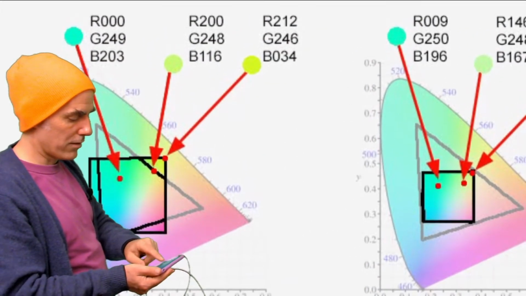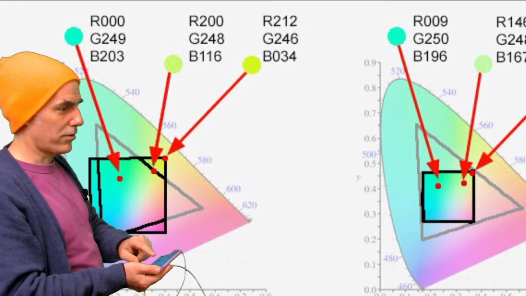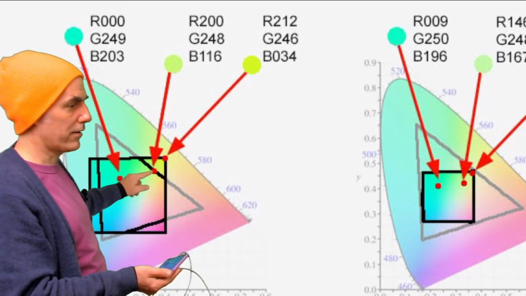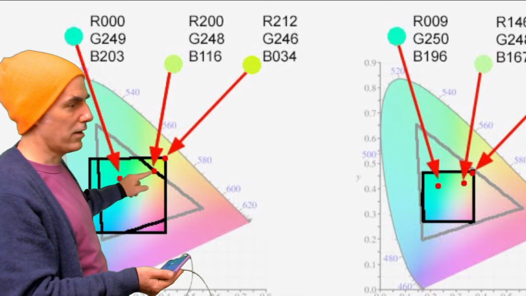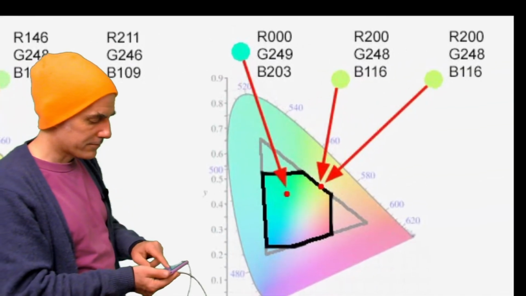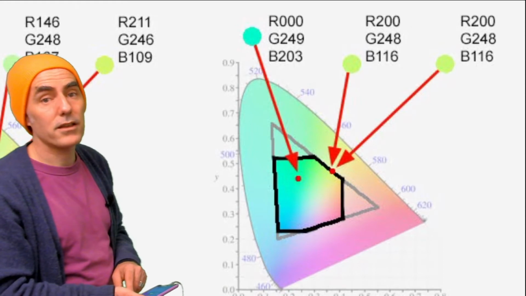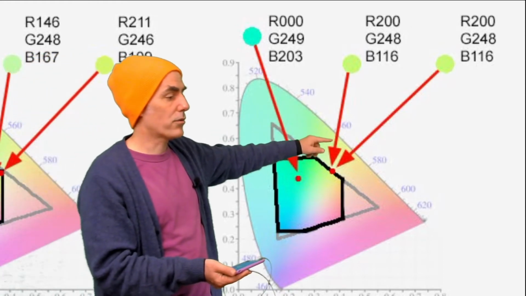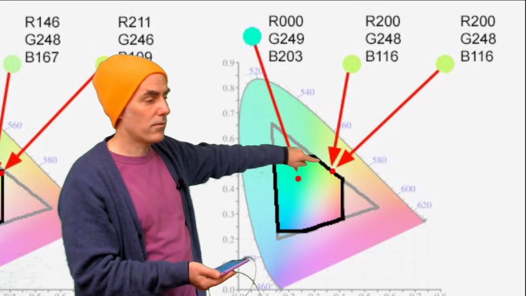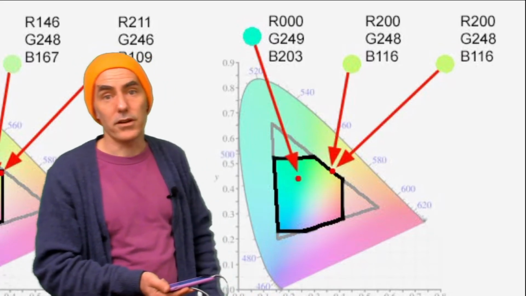So that corner dot was originally 212, 246, 034, and this other part inside of the square was 200, 248, 116. Again, those are red, green, blue values. But now they're both the same. All right, so that thing that was out here on this corner was pulled back to the closest point. That closest point, right? All of those outside colors are now this sort of same range of colors.